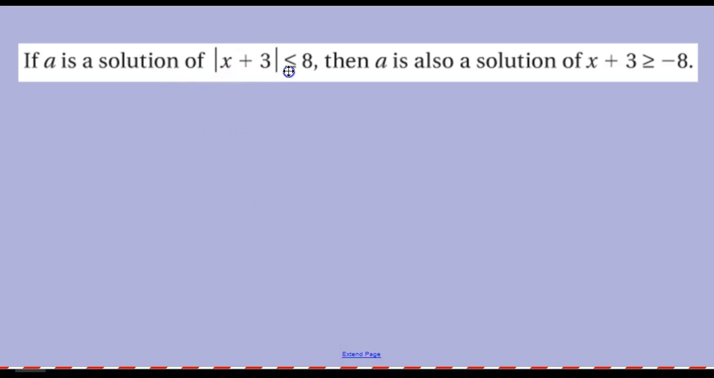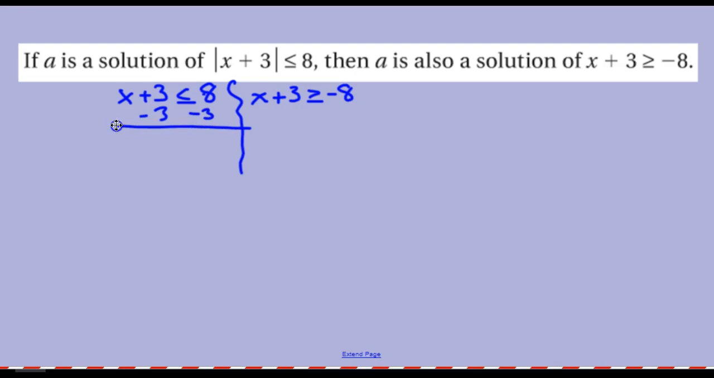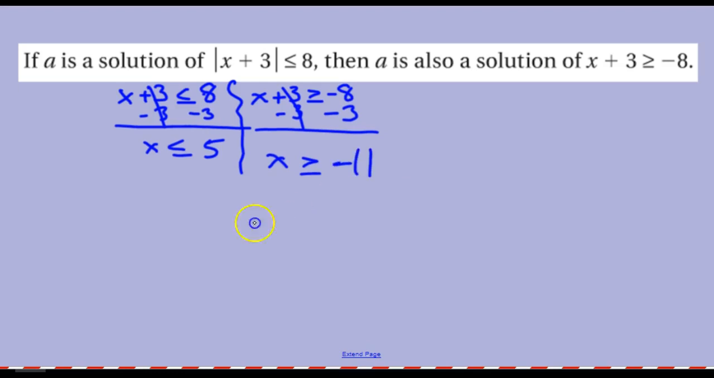Here, same thing, except this time we have a less than or equal to 8. So we have x plus 3 is less than or equal to 8. And x plus 3 is now greater than or equal to negative 8. So we're trying to prove if a is also a solution of x plus 3 is greater or equal to negative 8. So if we subtract 3 from both of these, we have x is less than or equal to 5. Subtract 3. We have x is greater than or equal to negative 11.